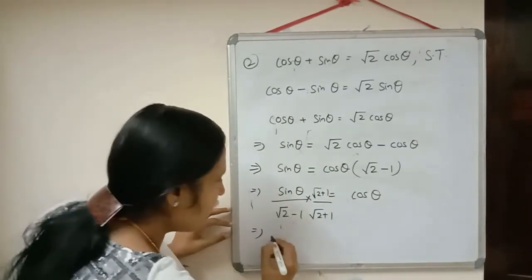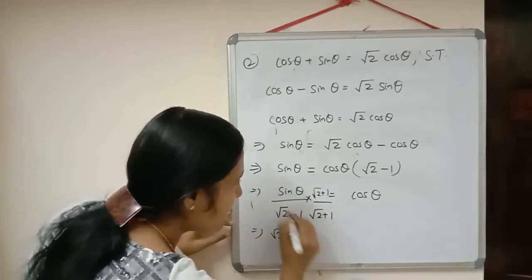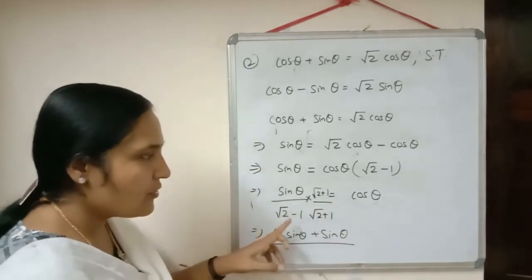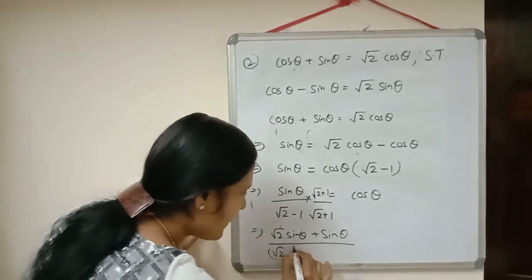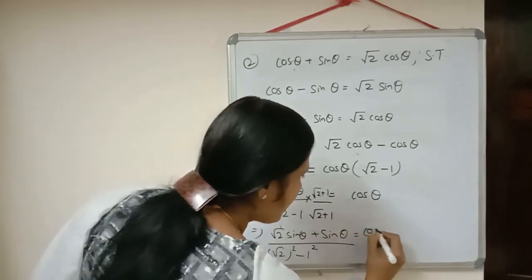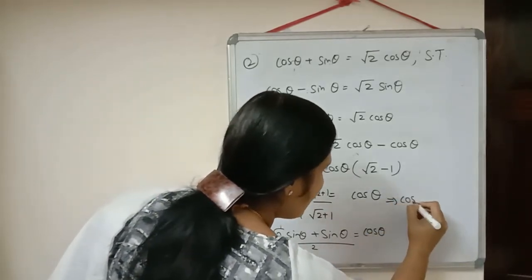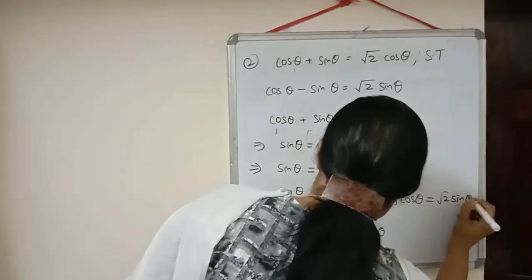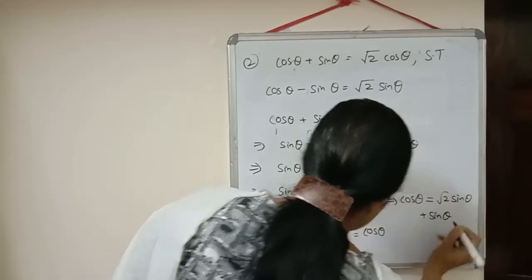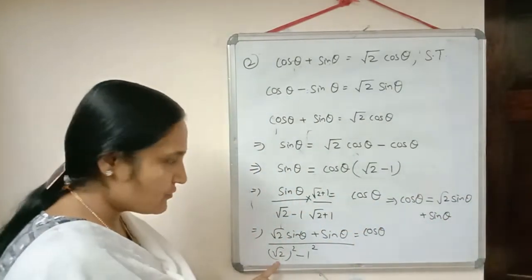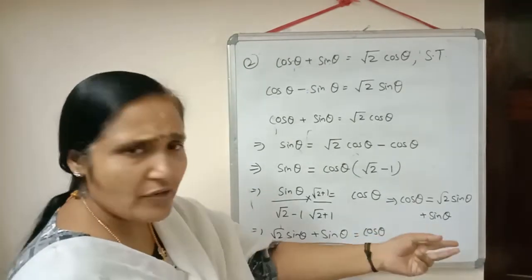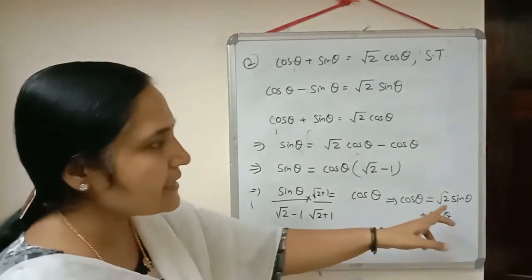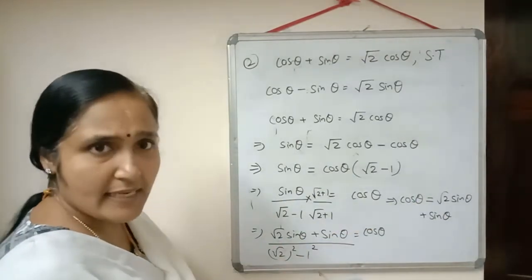So now it will be equal to root 2 sin theta plus sin theta by, here we can use the identity, root 2 square minus 1 square. So from here what we are getting: cos theta is equal to root 2 sin theta plus sin theta divided by, root 2 square is 2, so 2 minus 1 is 1. If you want you can write it, otherwise you can leave it there only. So we got cos theta is equal to root 2 sin theta plus sin theta.